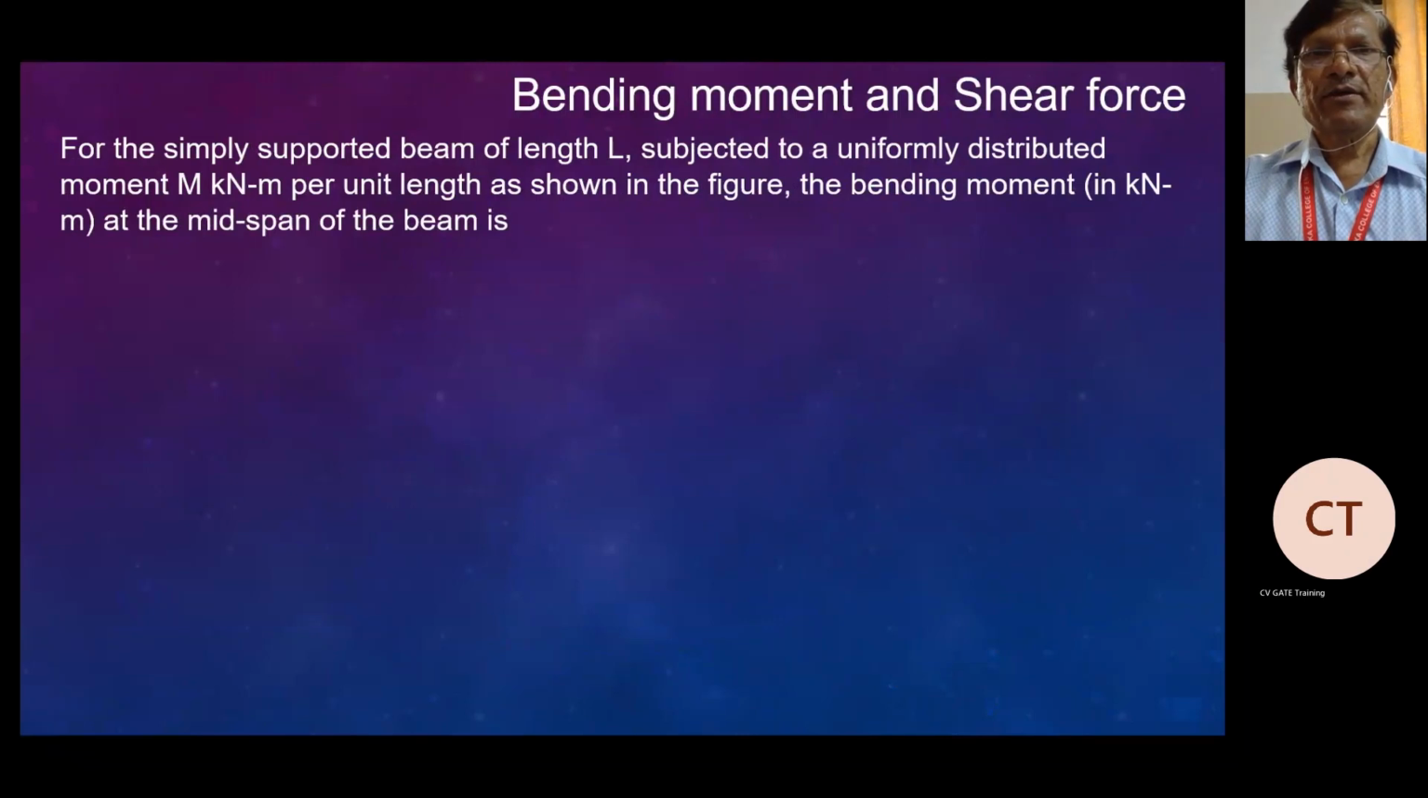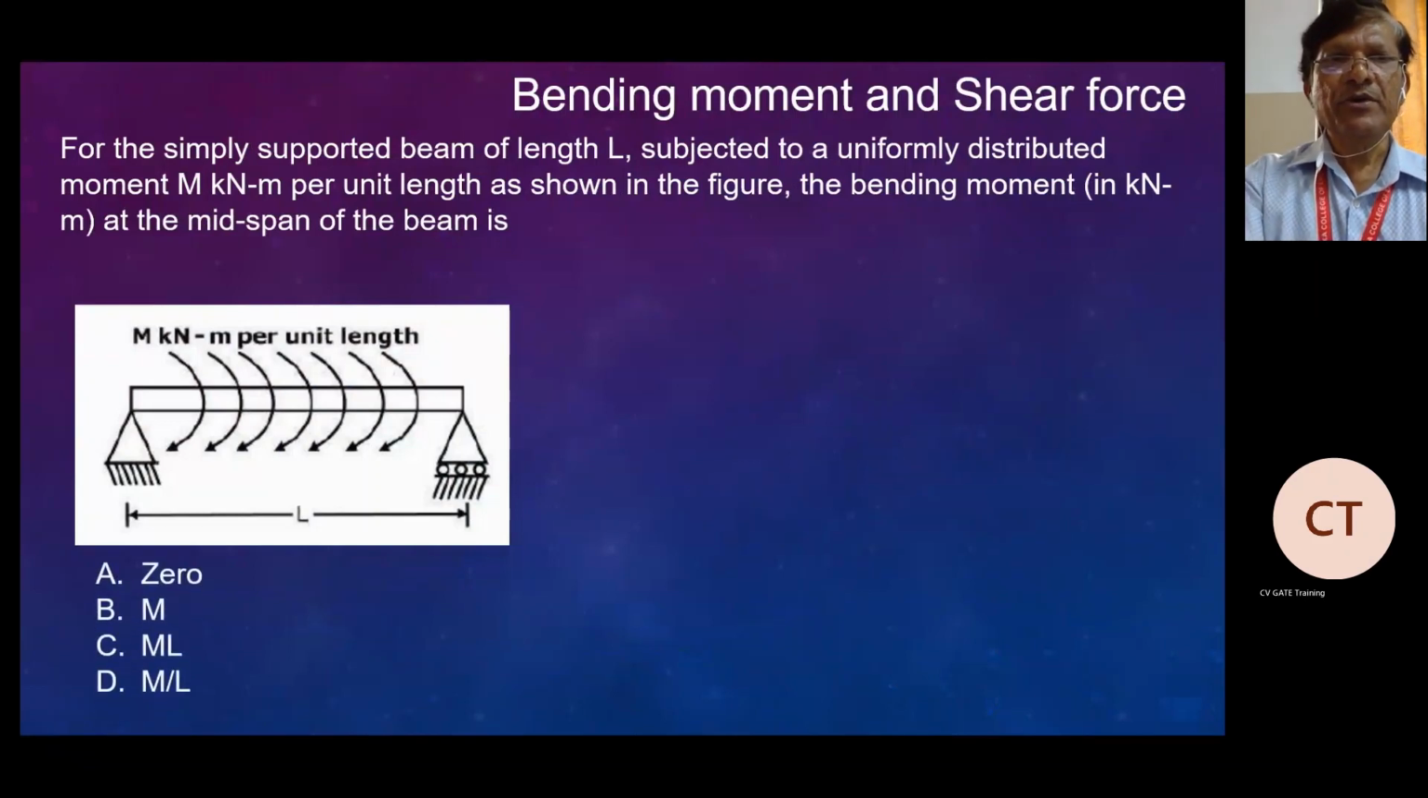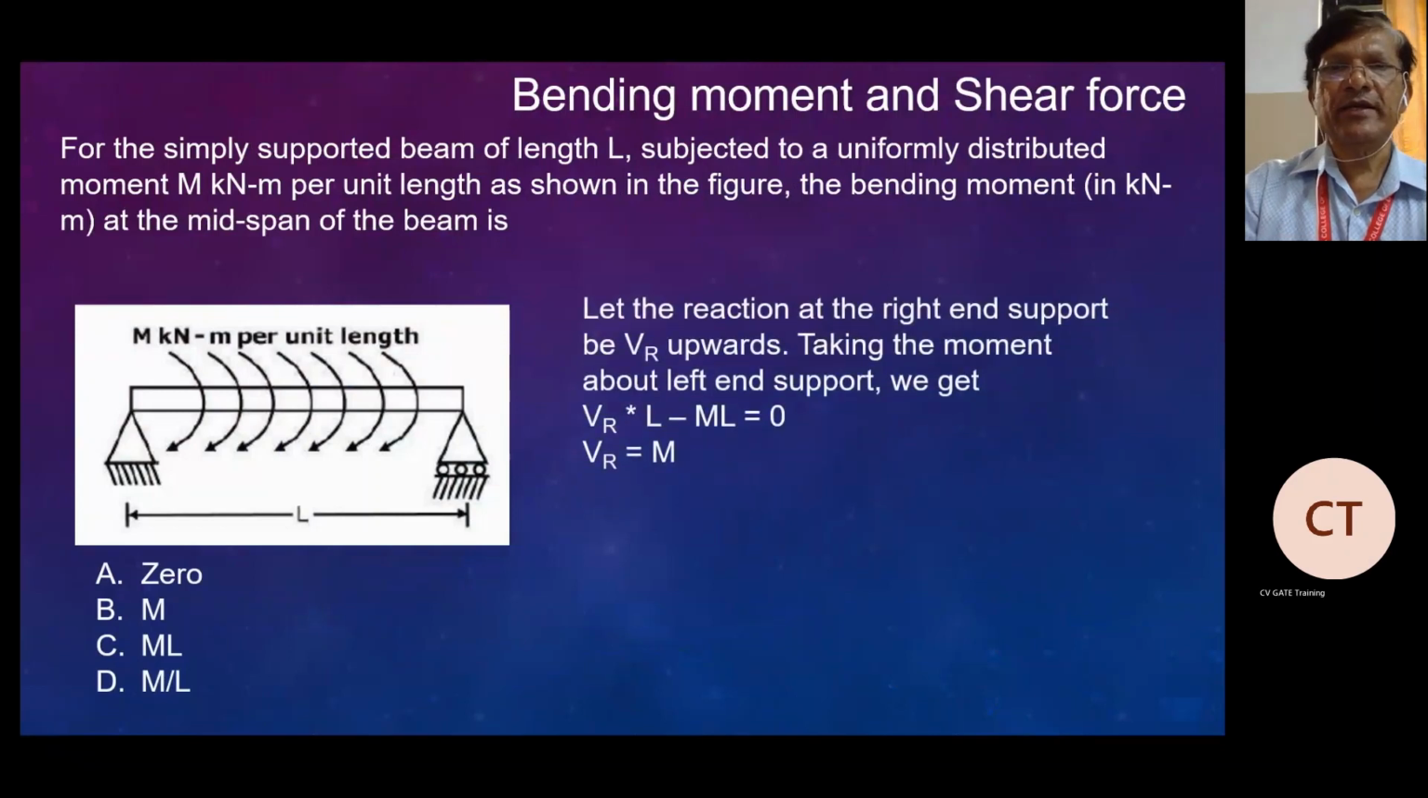So for a simply supported beam of length L, you'll be having the uniformly distributed moment m kilonewton per meter length, as shown in the figure. The bending moment at the midpoint will be, so what you have to do, they are having similar to UDL, the moment on the beam. So the moment will be acting, that is m kilonewton per meter length. So you have to calculate the reactions at the right hand support.